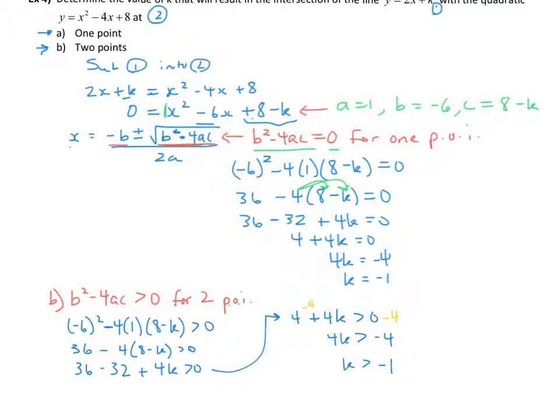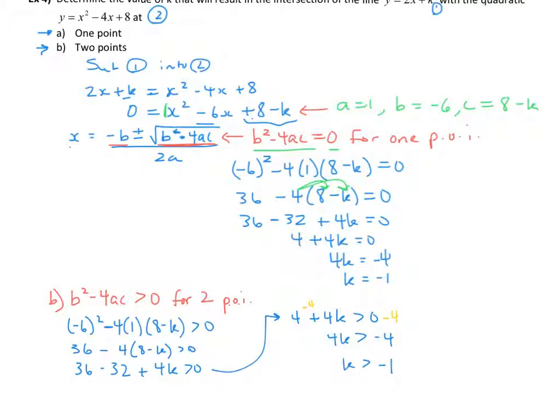So as long as my k is greater than -1, I'm going to end up with 2 points of intersection. If it's equal to -1, I get 1 point of intersection. The other option is if k is less than -1, that must be our third option, which means the line would never intersect the parabola.